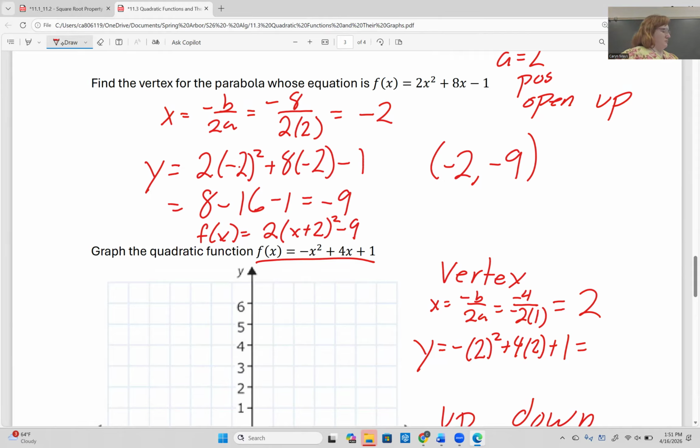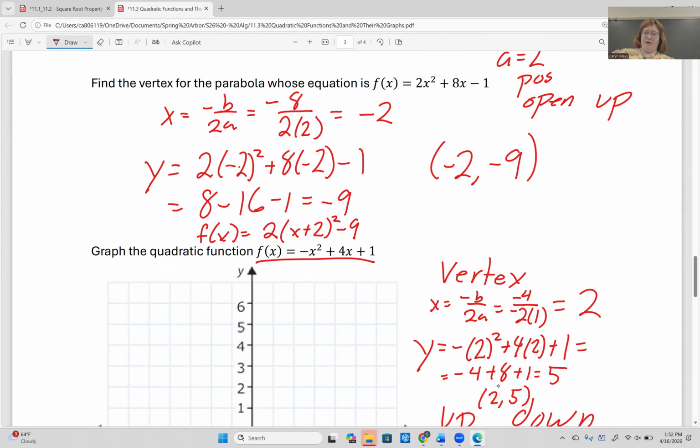2 squared is 4. Plus 8 plus 1 makes, I think you went a little too high there. That's negative 4, yeah. The negative is outside. So the 4 is negative. So negative 4 plus 8 plus 1 is 5. So the vertex point is 2, 5.